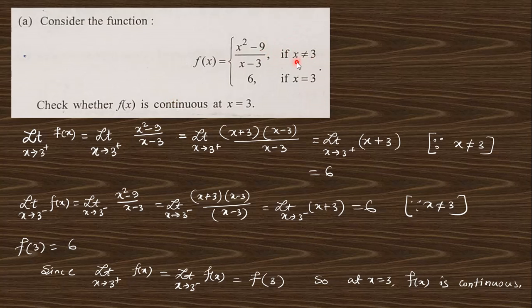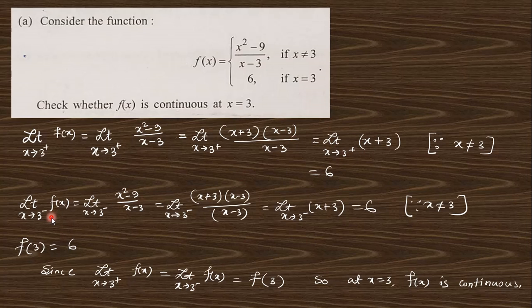You can see here, when x is not equal to 3, this will be the function, and when x equals 3, the value will be 6. You can check very easily. This is the right hand limit, that is when x is just greater than 3. You need to put this, and since x is not equal to 3, you can cancel out these two terms. So you will get 6.